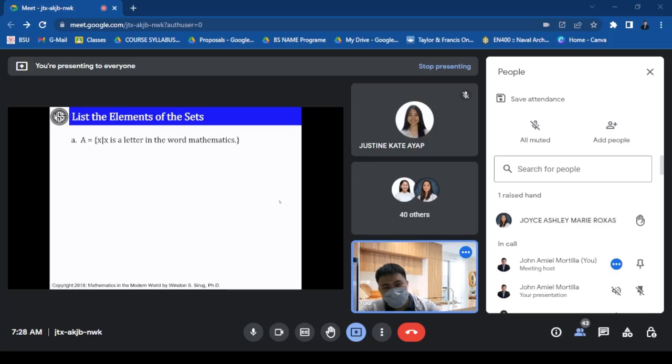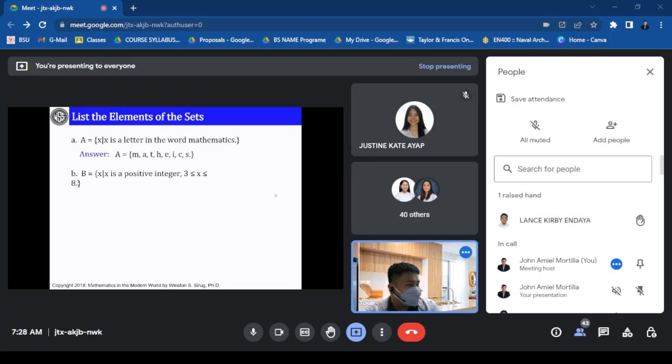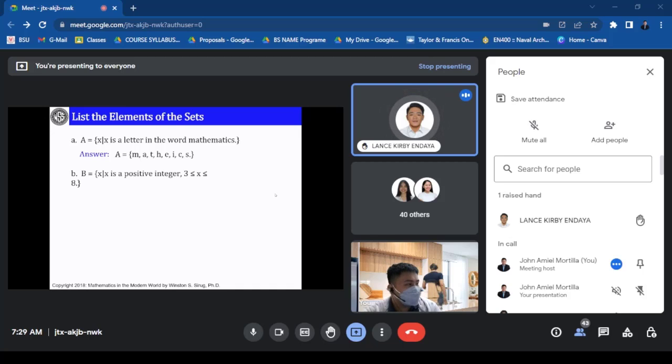Yes. So, ang answer sa ating elements ng word mathematics is M, A, T, H, E, I, C, S. Okay, thank you, Kate. So, yung letter B, x such that x is a positive integer, 3 is less than or equal to x, less than or equal to 8. Okay, so, kindly give. Anyone? Okay, Lance. 3, 4, 5, 6, 7, 8 po.